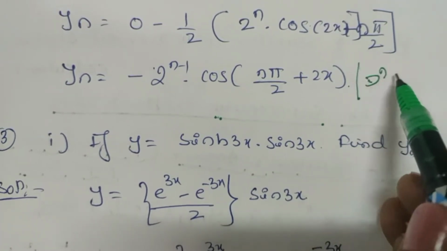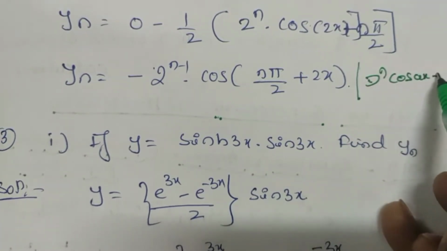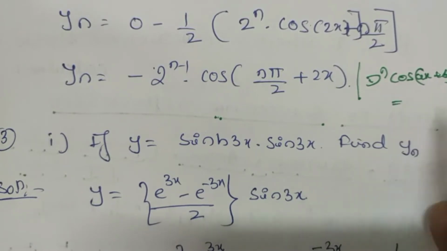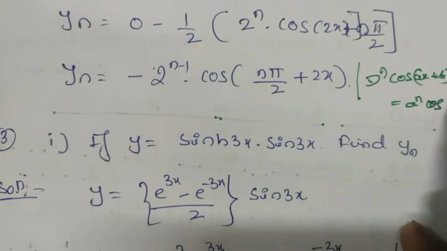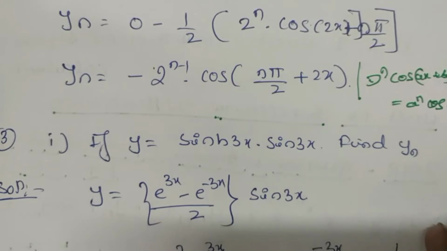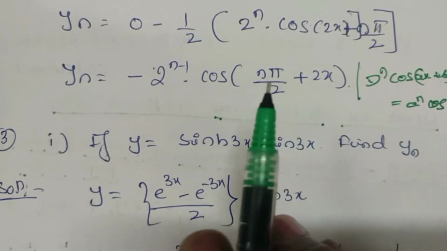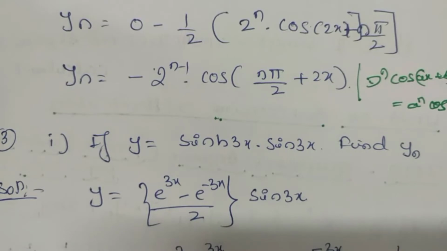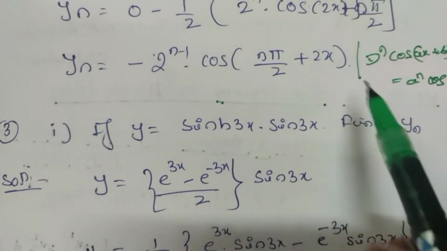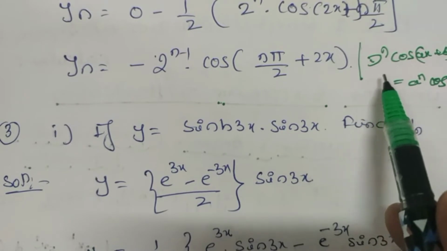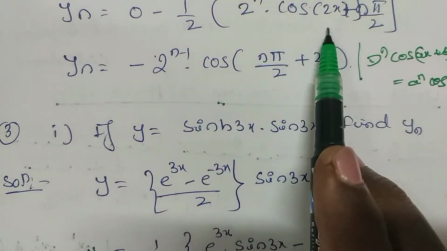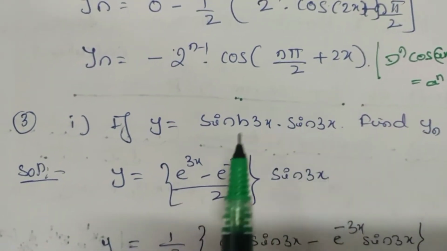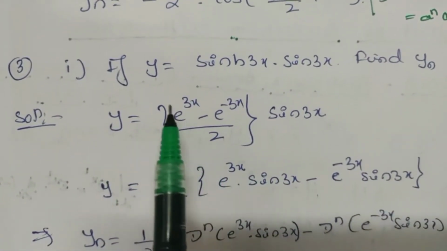Nth derivative of cos(ax plus b) is equal to a to the power of n into cos of n pi by 2 plus ax plus b. So here ax plus b is simply 2x, so it is 2x as it is. So nth derivative of cos 2x is 2 raised to n cos of 2x plus n pi by 2, which is the required solution. Take one more.